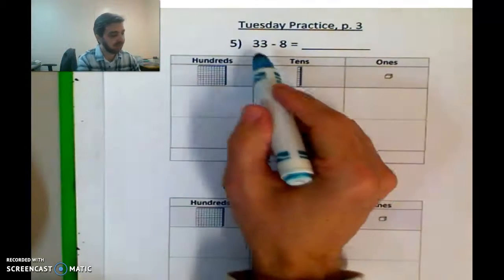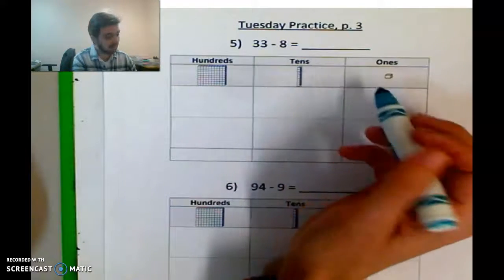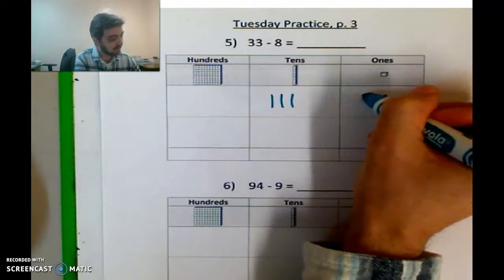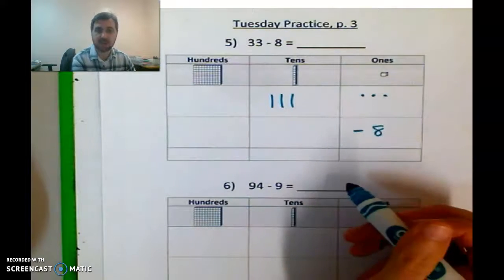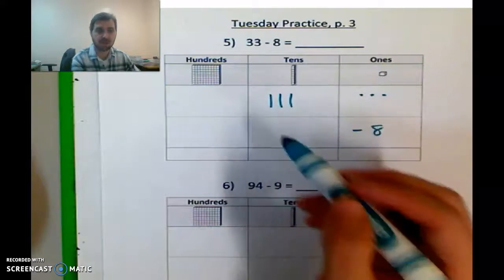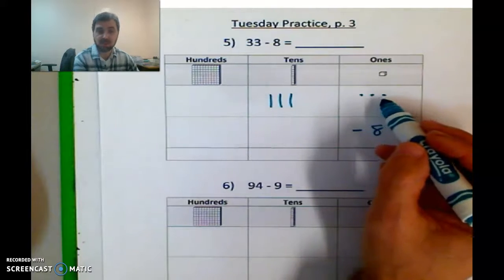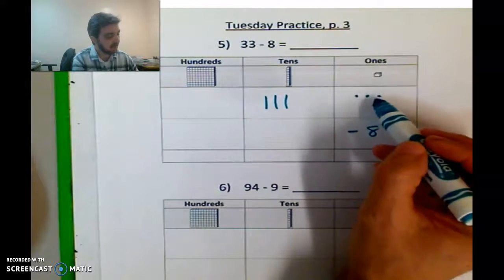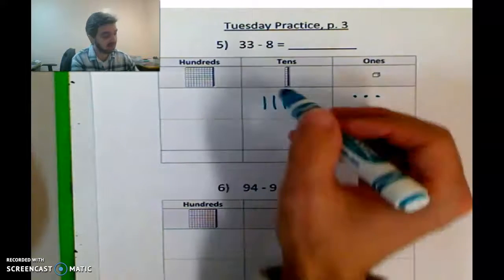So for number 5, it was 33 minus 8. So 33, take away 8. That's how we've been setting it up, right? We can represent it with base 10 pieces or blocks. We'll pretend like these are Skittles, like we've been doing. We don't have enough Skittles to give away 8 over here, so we're going to have to go to the tens place to get some more.